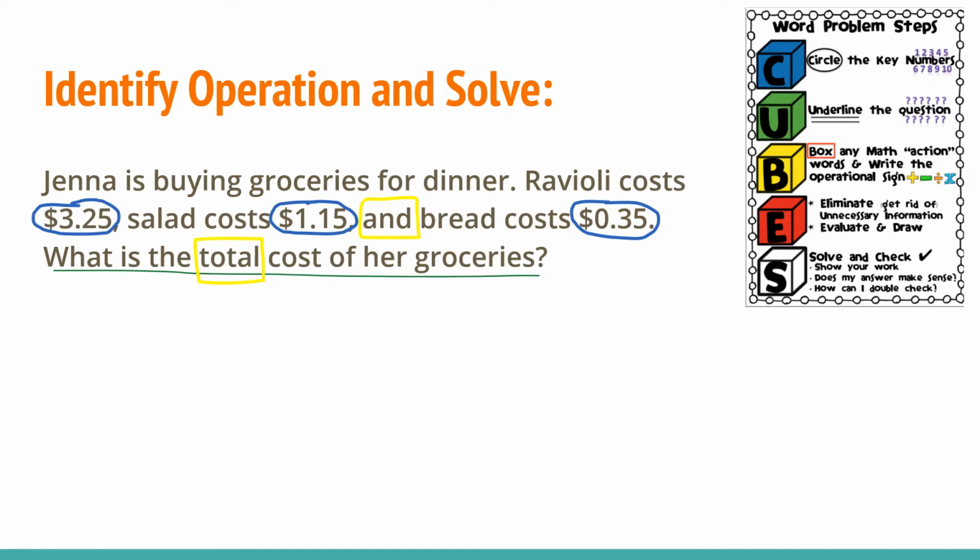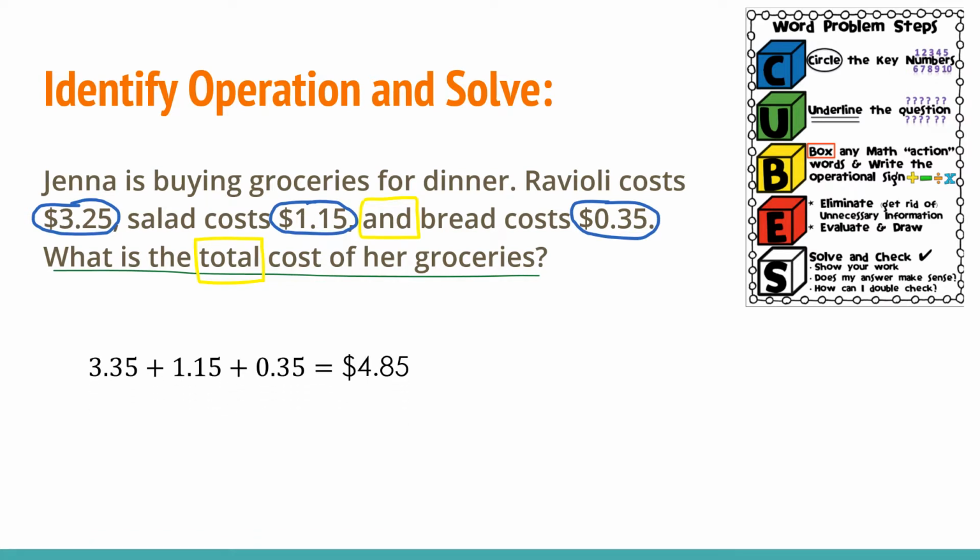Here is my CUBES completed. I've circled my numbers, I've boxed in those key words, and I've underlined the question. Now, I need to solve to figure out what operation this is telling me. So I see the words and and total. And if I reflect back to my keywords, I know the word and means to combine and total means all together. So I believe I'm going to be adding these three numbers because it doesn't tell me to do something over and over again. It's not asking me what's left over, and I'm not putting it into groups. So I must be adding.